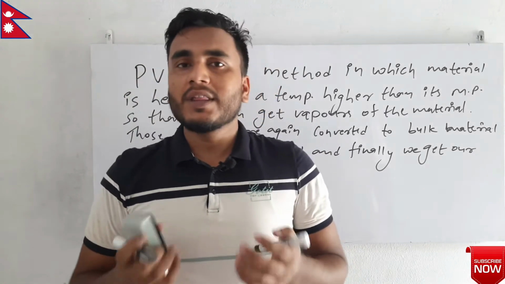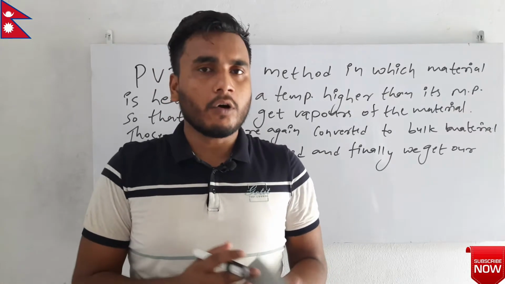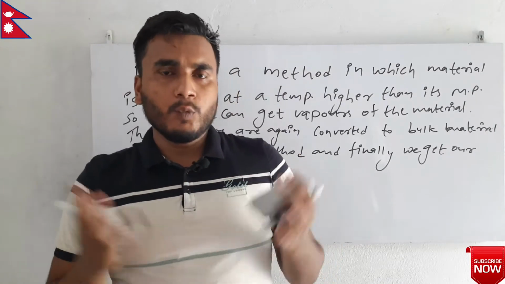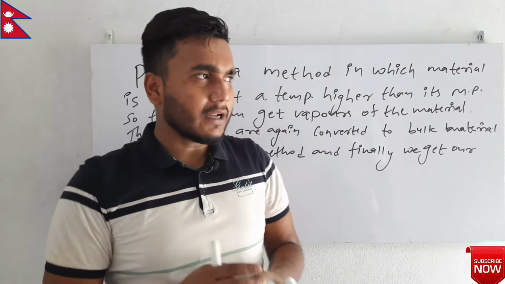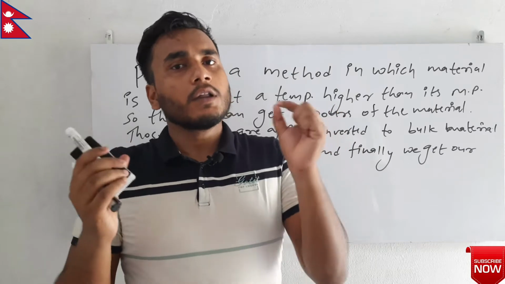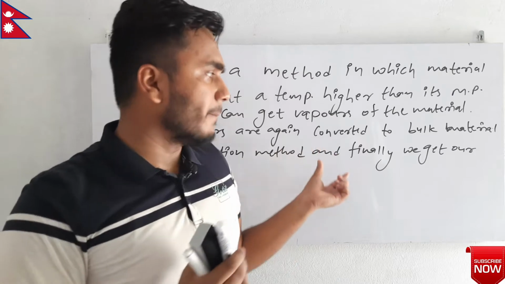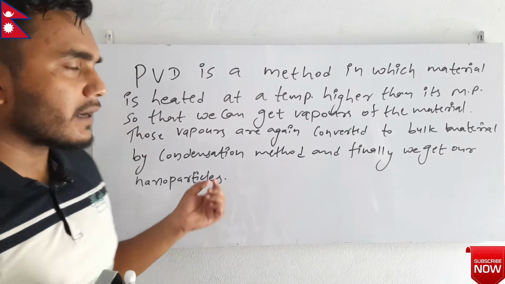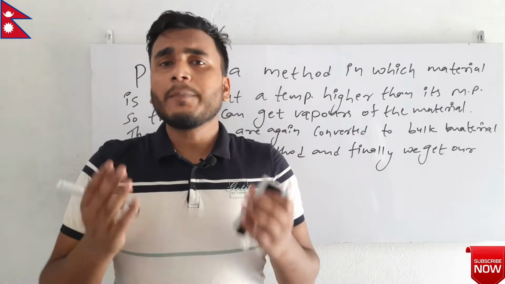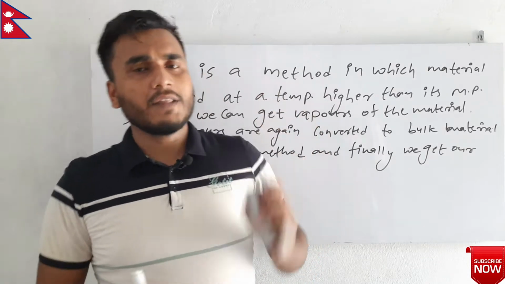In this method, we just heat the material above its melting point so that we can get vapors of that material. After we get vapor, by different methods we condense them, and when we condense them, then by applying pressure or by applying force, we convert those vapor molecules to bulk of atoms, and that bulk is actually the nanoparticles that we desired. By using this method, we can make nanoparticles of different shapes and size. Okay, that's why this method is very important.